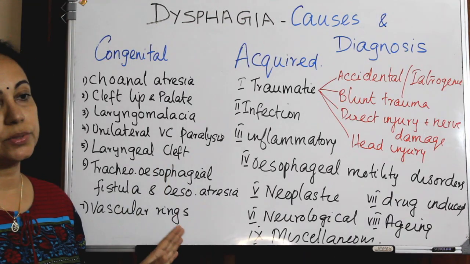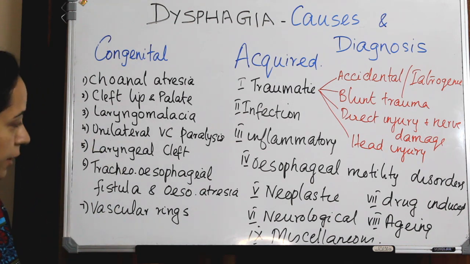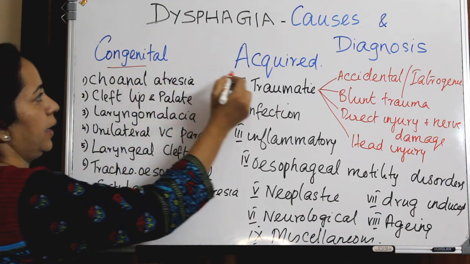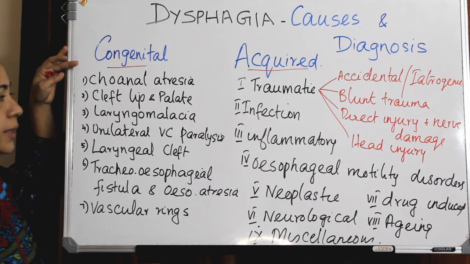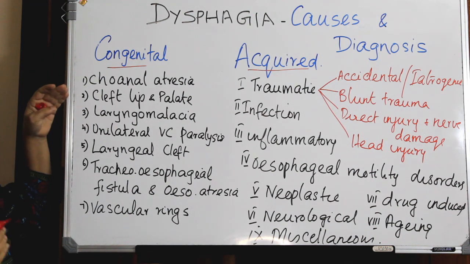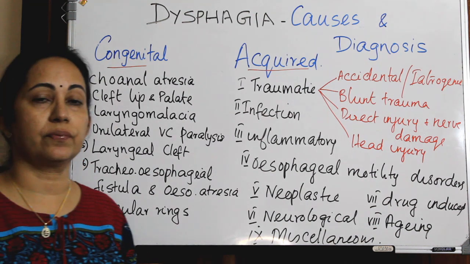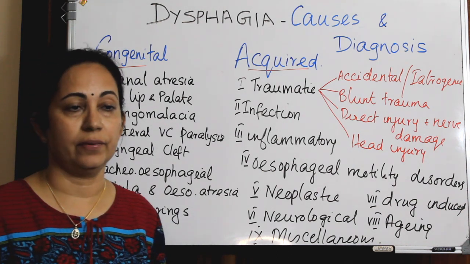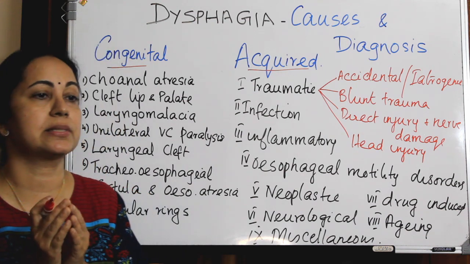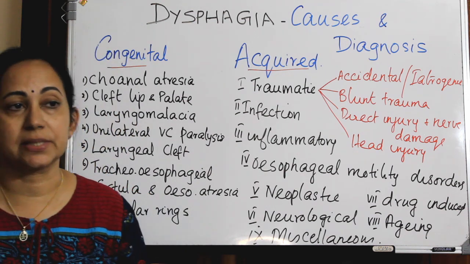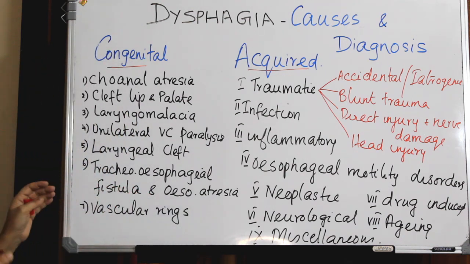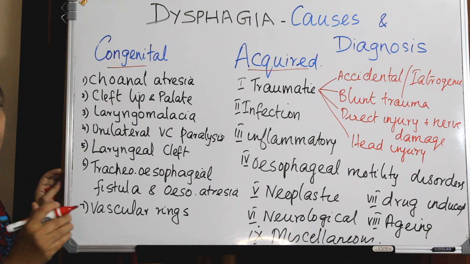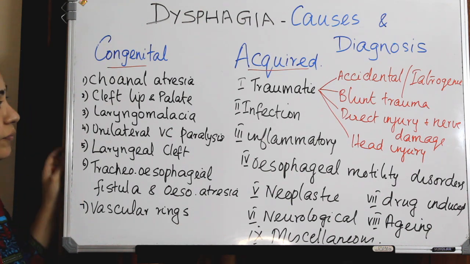Okay. So these are the causes of dysphagia. They can be divided into congenital and acquired. In congenital, most of the cases of congenital problems will present early in life, and only a very small percentage of cases will be presenting later in life. Okay. So diagnosis will be easy as it presents in early life.